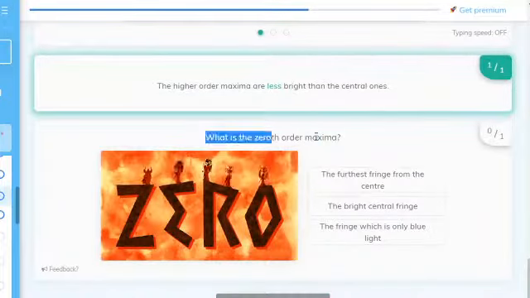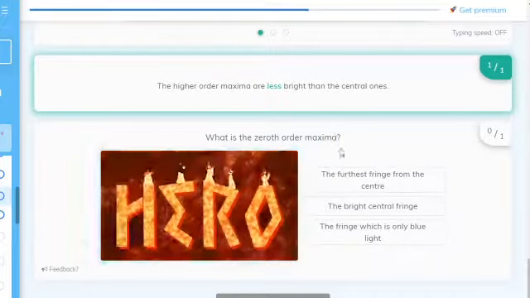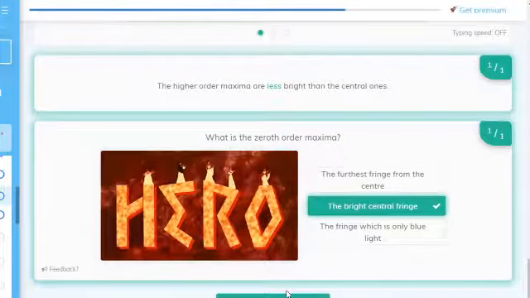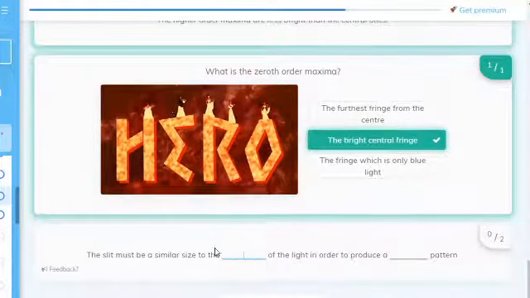Okay. What is the zeroth order of the maxima? That is the bright central fringe. A slit must be similar in size to the wavelength of the light in order to produce a diffraction pattern.